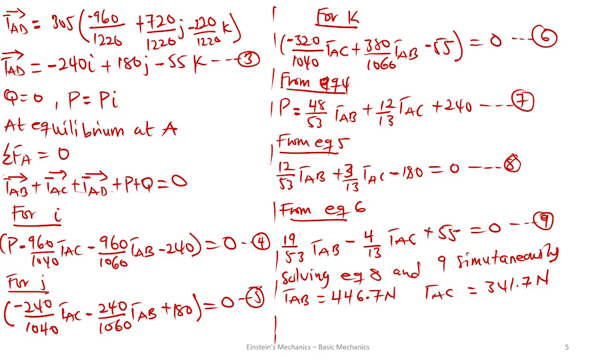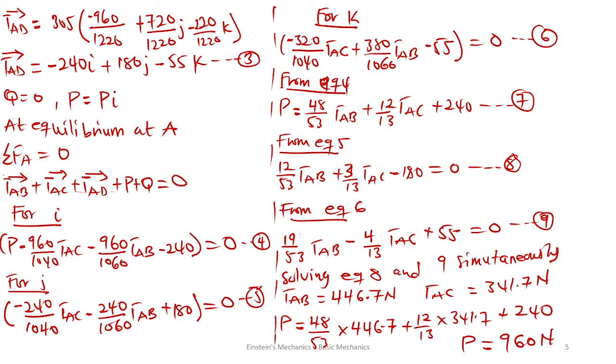Now that we have TAB and TAC, the question is asking us for the value of P. From equation 7, we can bring in the values and get P. So our P is going to be 48 on 53 multiplying TAB, which is 446.7, plus 12 on 13 multiplying 341.7, plus 240. When you punch everything here, your P force is going to be 960 Newton. Are we good?